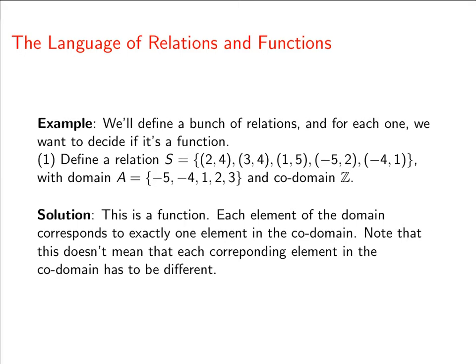And one of the things that we should also note is that it's not necessary for the corresponding element in the codomain to be different. See here that 2 and 3 get mapped to the same place. That does not mean that this is not a function. So that's not a requirement in the definition of a function. So that part's okay. So there's no problem with the fact that 2 is related to 4 and 3 is related to 4.